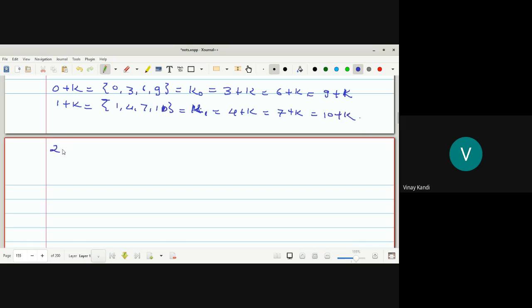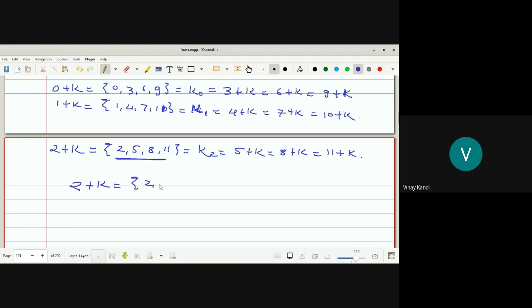Okay, now 2 plus k is equal to 2, 5, 8, 11. This is K2. So this is equal to 5 plus k, which is equal to 8 plus k, which is equal to 11 plus k. All these will check out like this. Okay, now see, 2 plus k is equal to 2, 5, 8, 11.